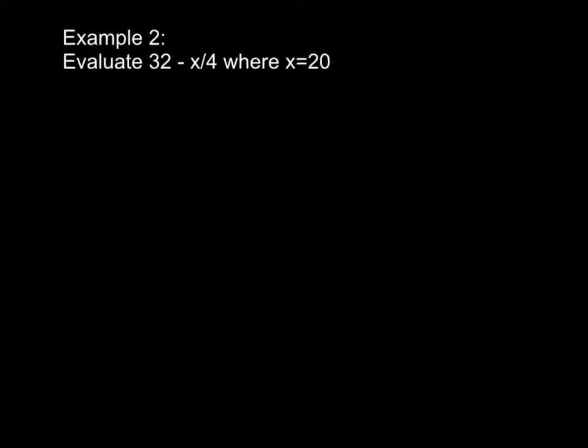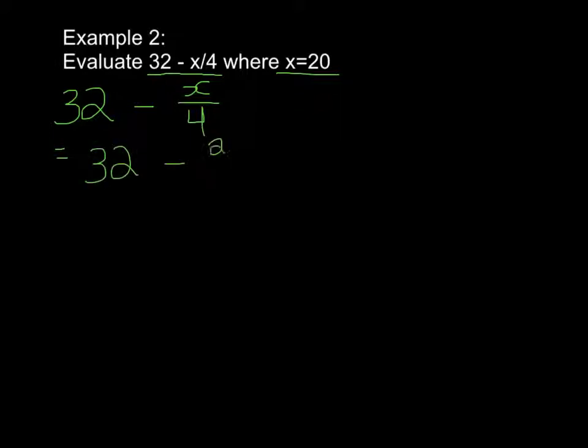So let's do one more example where we evaluate an algebraic expression. My second example asks us to evaluate 32 subtract x divided by 4, where we know that x equals 20. My first step, I'm going to rewrite out the equation. 32 subtract x divided by 4, and I'm going to rewrite it a little differently just because that's easier for me to look at. My second step is to take the value of my variable and put it into the equation. So 32 subtract 20 over 4, right? I just put the value of my variable in place of the x.